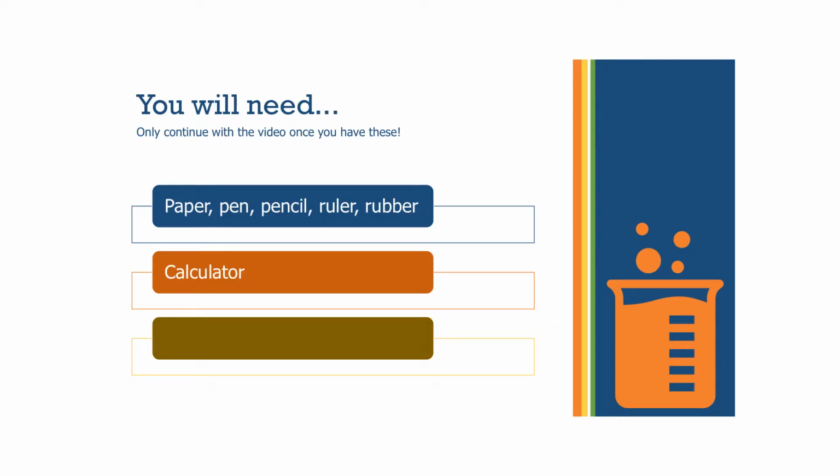Only continue with the video once you have a bit of paper, a pen, a pencil, a ruler, a rubber. You'll also need a calculator, ideally a scientific calculator, but if you only have your phone calculator, that will have to do. And as ever, of course, you need to have your brain switched on.